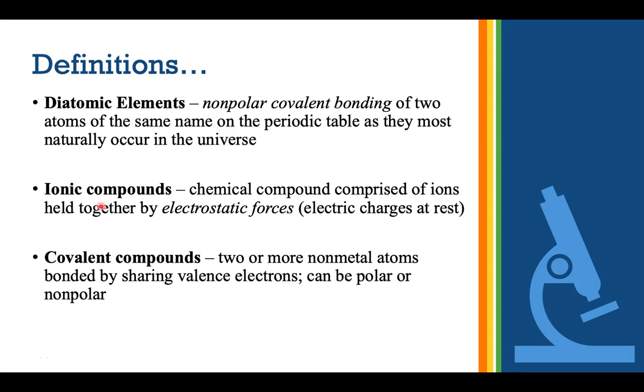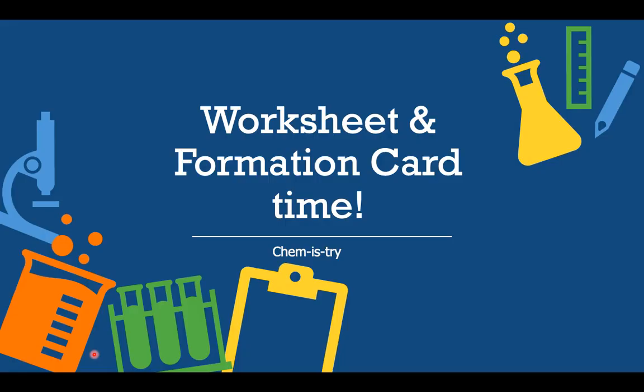Okay. Now with ionic compounds, remember, as electric charges at rest, they get complete charges, okay? Full-on charges. Full-on positives, full-on negatives. They're at rest because they've been transferred. So these are polar, and then you get some polars or nonpolars and covalent compounds.